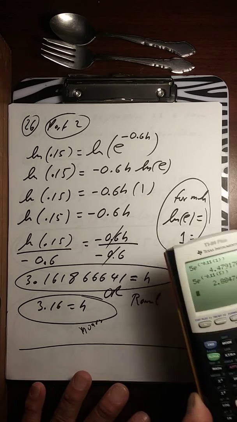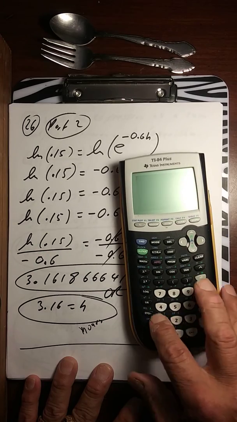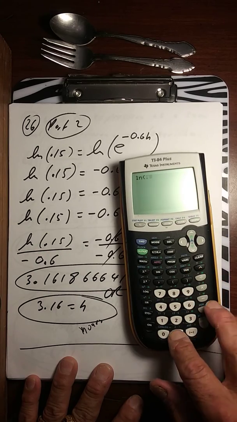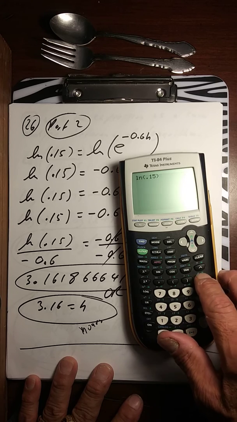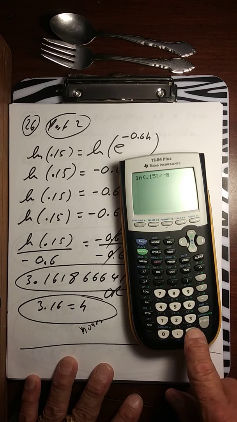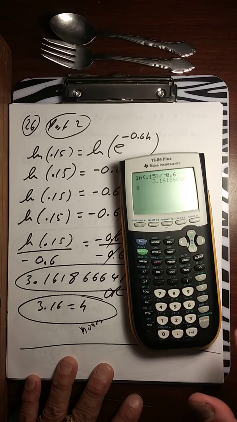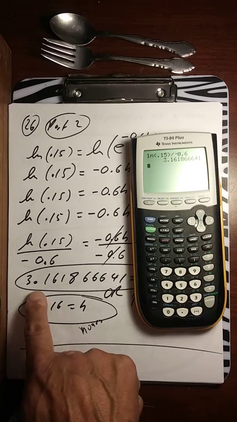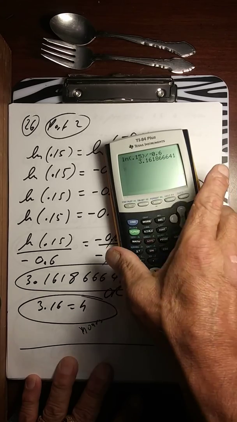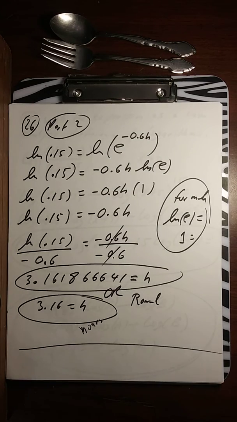And can you do it in the calculator? Yes, of course you can. This part: ln of 0.15, close it, divided by negative 0.6, enter. So we do it in the machine, we're going to get this number right here. Or round it.